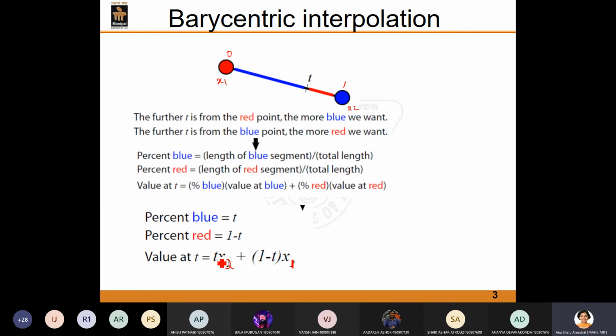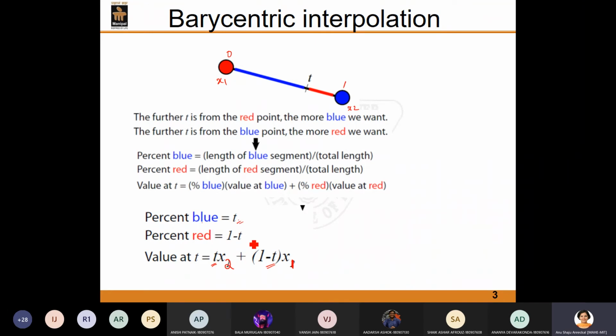And for any other values of t that I'm considering, accordingly, the weight, that is how much of red and blue is mixed, that weight would be determined by t. The percentage of blue will be t, and the percentage of red which is taken would be 1 minus t. So blue percent is taken as t, percent red is taken as 1 minus t.